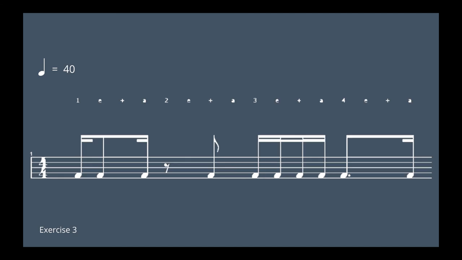Okay, so for exercise 3, we've actually shifted the metronome to 40. We've moved it to 16th notes. And let me actually go ahead and play through this one first, and then I'll explain some things about it, okay?